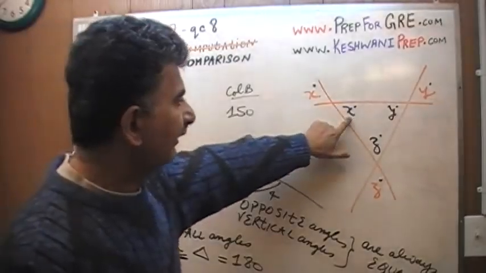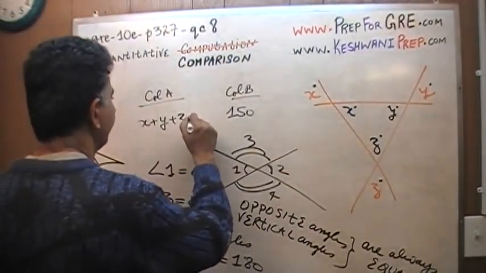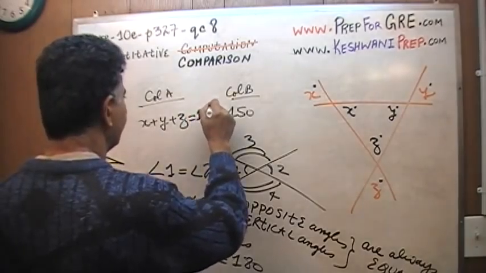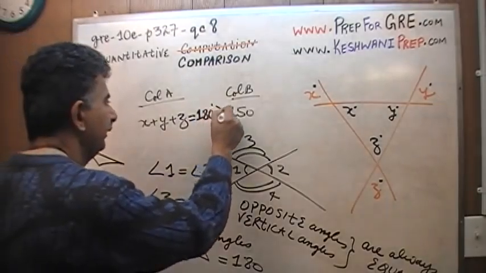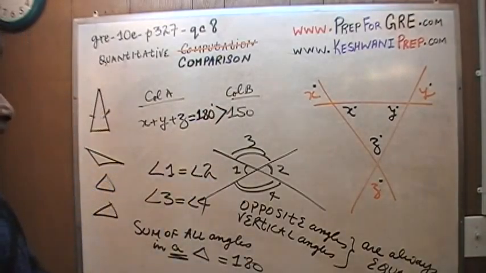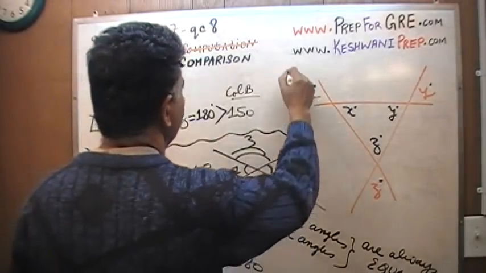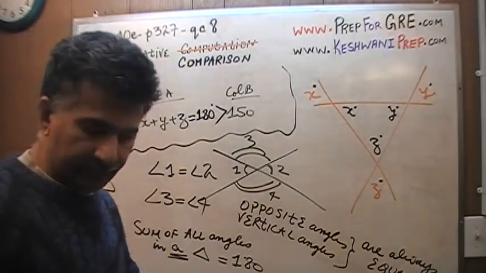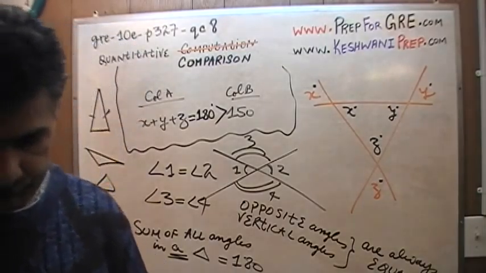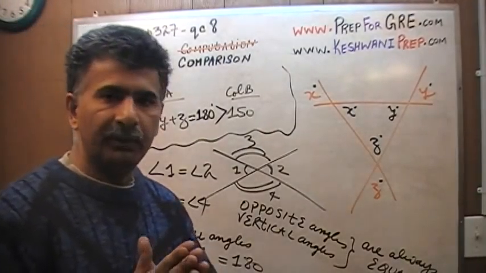So here, x plus y plus z equals 180. And since in the other column we have 150, therefore 180 is more than 150. That's all. That's all there is. As I said, there is not much in it, as long as you know the concept. And if you didn't know the concept, then there's some problem. Alright, that's all. I hope you found it helpful.